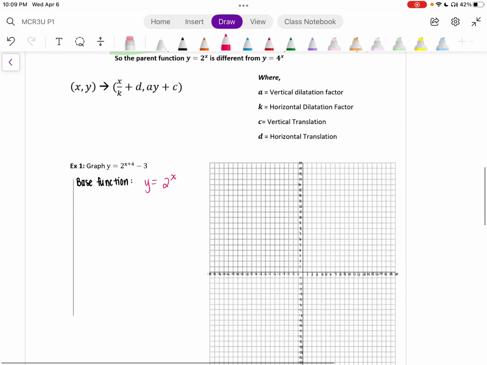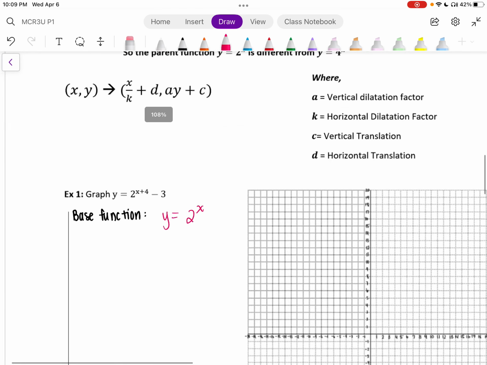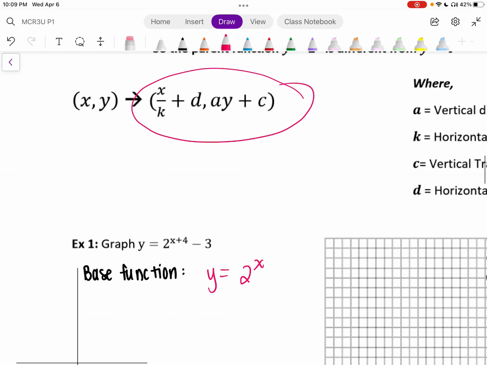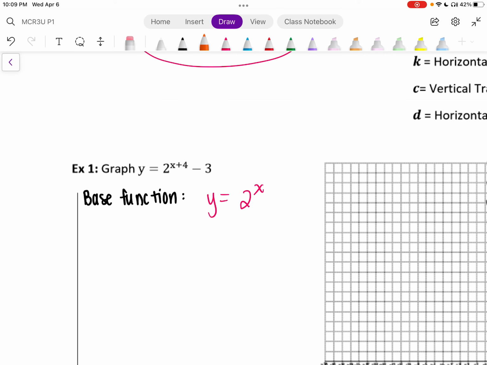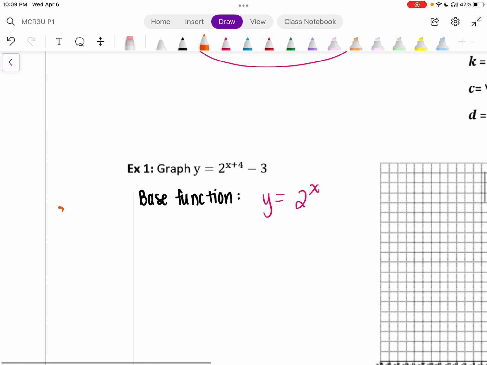The best way to do this is honestly just to show you an example. But remember that this is what your mapping rule is. You're going to take your x values, divide it by k plus d, take your y value, multiply it by a plus c. So the first thing I'm going to do here is define my a, k, c, and d values. So a, k, c, and d.